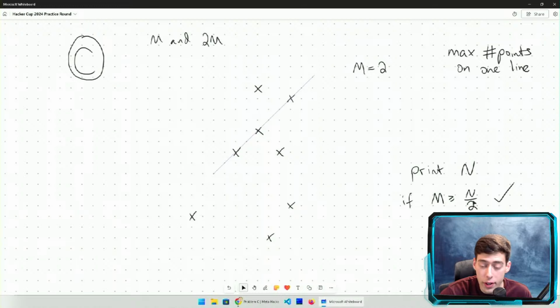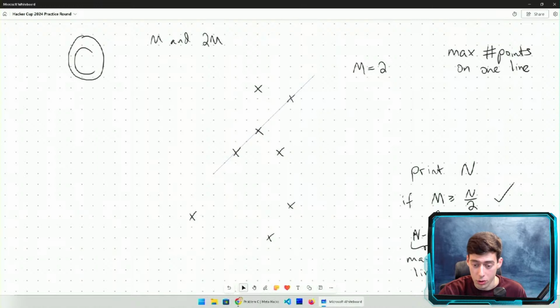So if we determine that at least half the points need to be moved, then we can just easily print n and that's it. So what does that mean? That means m being at least n over 2 is the same as n minus m being at most n over 2. But what's n minus m? N minus m is the max number of points on one line. So if the max number of points on one line is at most half the whole number of points, then we can just print n.